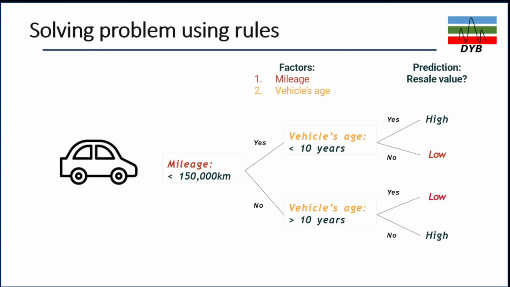In another case, let's say the mileage is not less than 150,000 kilometers, but the age of the vehicle is greater than 10 years. Then the answer is no. But if the age is less than 10 years, even when the mileage is high, the prediction value will be high.